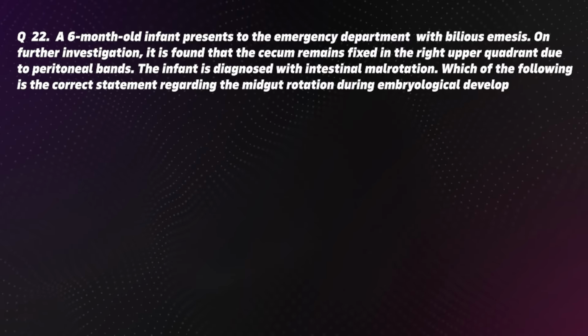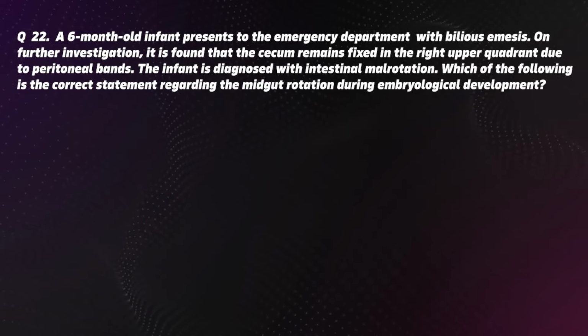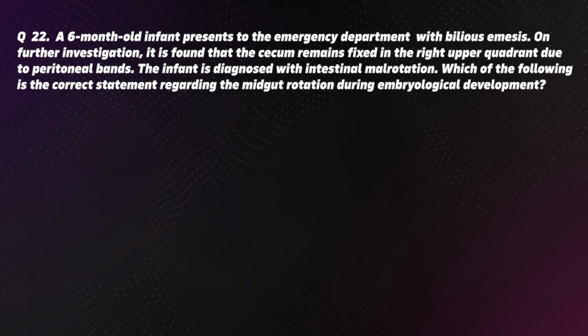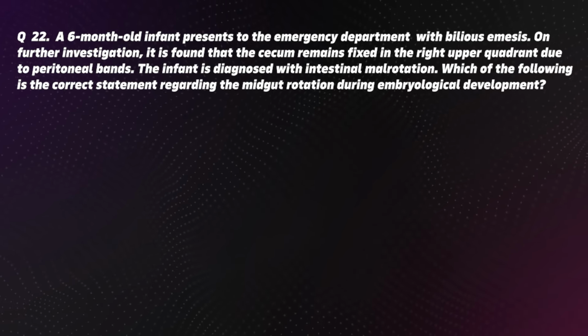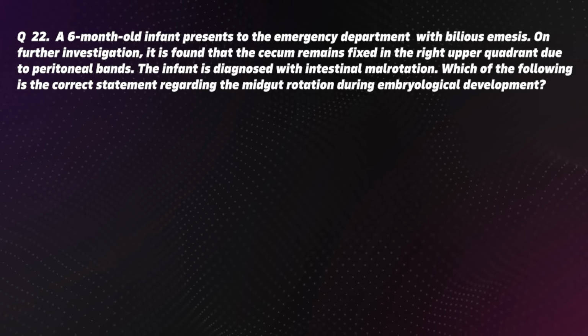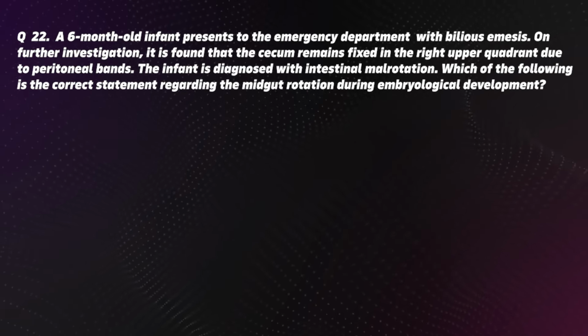Question 22. A 6-month-old infant presents to the emergency department with bilious emesis. On further investigation, it is found that the cecum remains fixed in the right upper quadrant due to peritoneal bands. The infant is diagnosed with intestinal malrotation. Which of the following is the correct statement regarding the midgut rotation during embryological development?